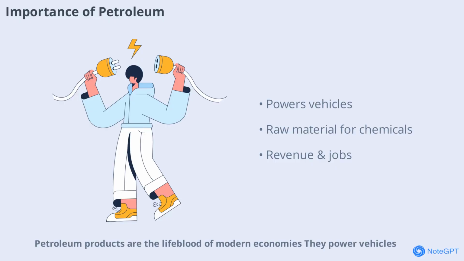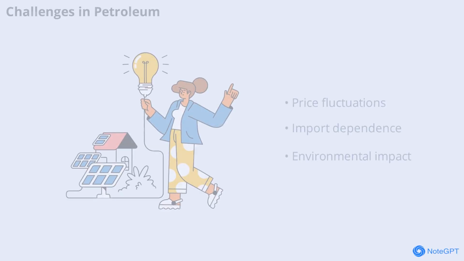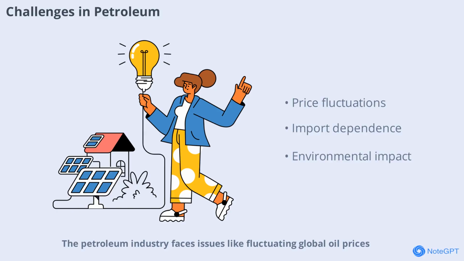Petroleum products are the lifeblood of modern economies. They power vehicles, generate electricity, and serve as raw materials for chemicals and plastics. The industry is a major source of revenue and employment, but also faces environmental challenges. The petroleum industry faces issues like fluctuating global oil prices, dependence on imports, and environmental concerns related to pollution and greenhouse gas emissions. Developing alternative energy sources is essential for a sustainable future.